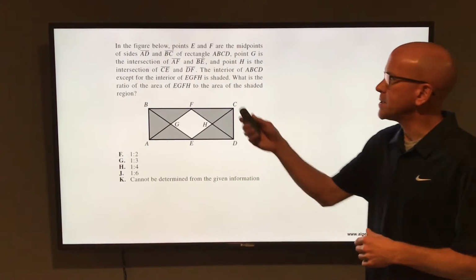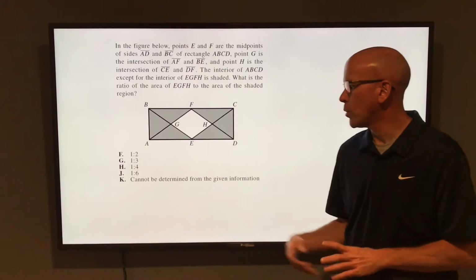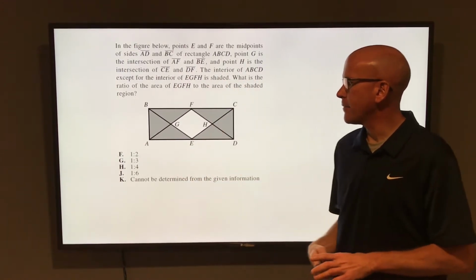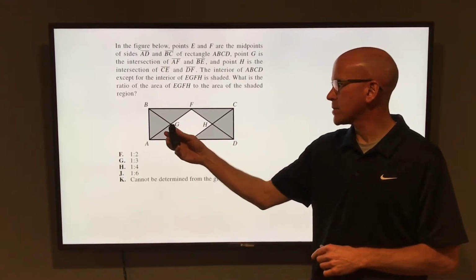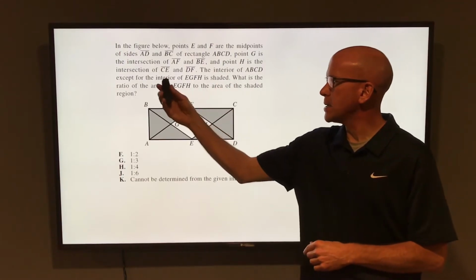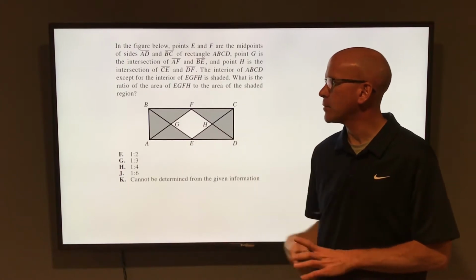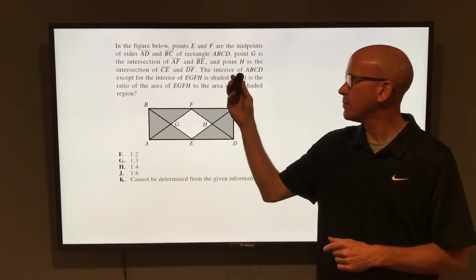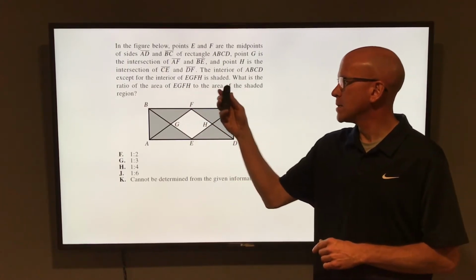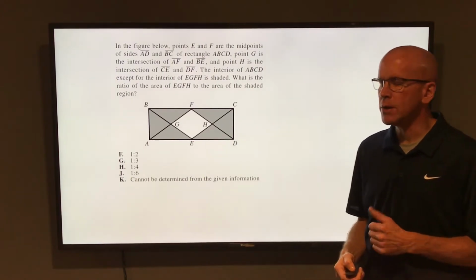In the figure below, points E and F are the midpoints of sides AD and BC. So you see E and F, those are the midpoints of AD and BC. Point G is the intersection of AF and BE, that's given to you on the drawing. And point H is the intersection of CE and DF, which you can also see in the drawing. The interior of ABCD, except for the interior of EGFH, is shaded. What is the ratio of the area of EGFH to the area of the shaded region?